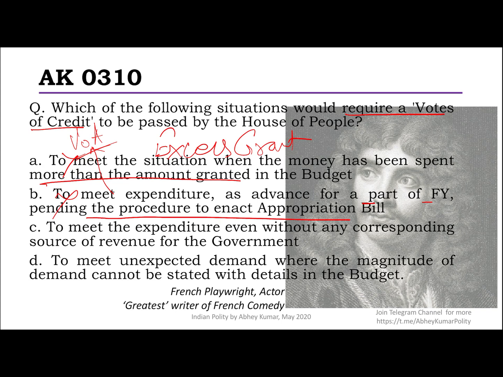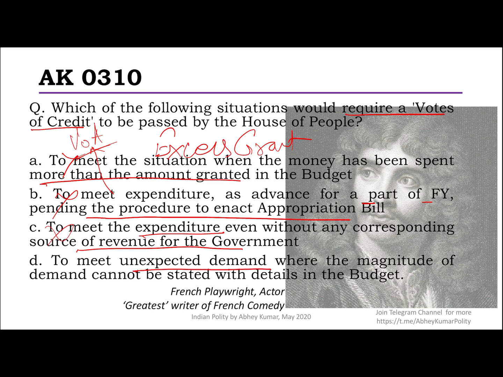Then, to meet the expenditure even without any corresponding source of revenue for the government. Well, expenditure is not proposed anyway with a corresponding revenue source. Yes, at the gross level it has to be matched, and the deficit, if any, has to come from the borrowings. But it doesn't mean that every expenditure has to be matched with a corresponding source of revenue, one-to-one. No, it's just that the total revenue and total expenditure should be there. That's all. So that's a meaningless statement as such. And the fourth one, by now we know that should be the answer.